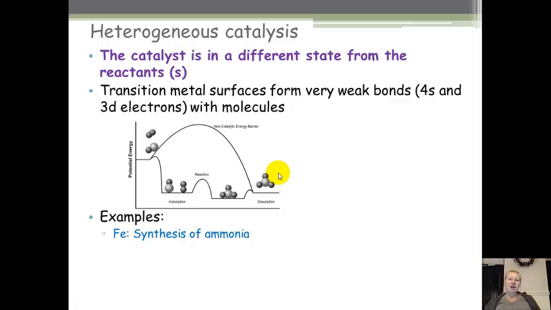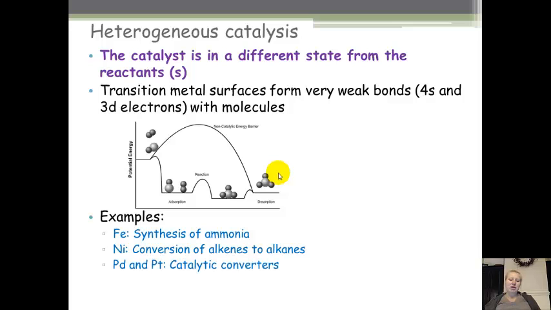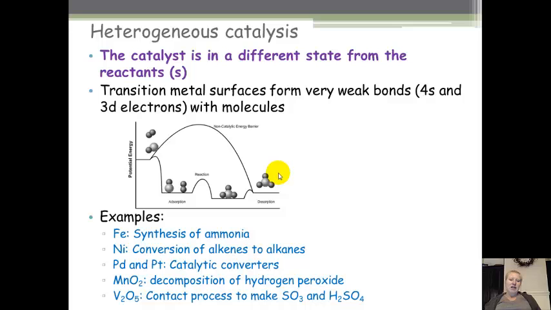For example, iron is used to synthesize ammonia, which is used in fertilizer. Nickel is used to convert alkenes to alkanes, which you'll learn about later in topic 10. Palladium and platinum are both used in the catalytic converters in your car. Manganese dioxide is used in the decomposition of hydrogen peroxide. Vanadium oxide is used in the contact process to make sulfur trioxide and sulfuric acid, which is the number one most used chemical in industry, so that's very, very important.